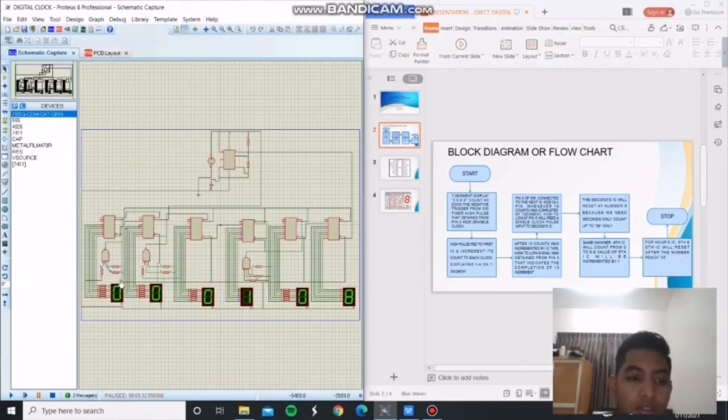Whenever it goes to 23, because our digital clock is a 24-hour system, it will then become 0, 0, 0, 0, 0, 0 back, which is 12 o'clock, if I'm not mistaken. Okay, that's all from me.